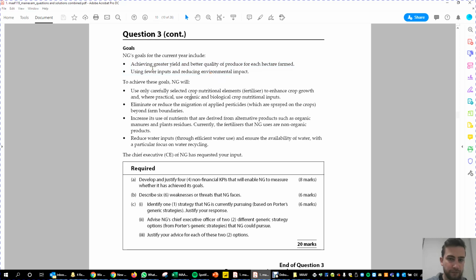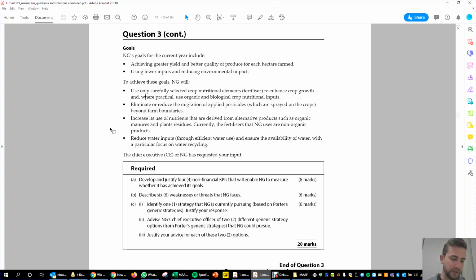This is going to help them achieve the reduced environmental impact goal because they're using organic inputs, which are going to be better for the environment than artificial inputs. So that's basically 2 marks right there. So moving on to the next one, which is to eliminate or reduce the migration of applied pesticides.